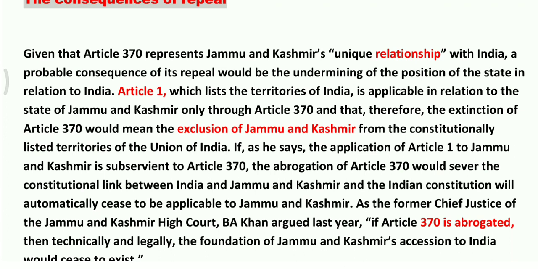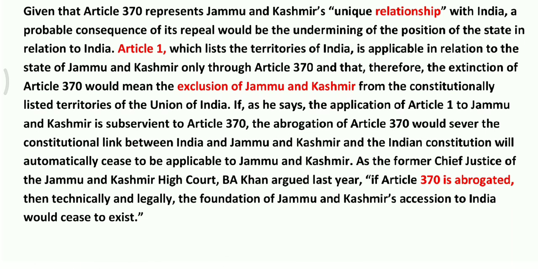If, as he says, the application of Article 1 to Jammu and Kashmir is subservient to Article 370, the abrogation of Article 370 would sever the constitutional link between India and Jammu and Kashmir, and the Indian Constitution will automatically cease to be applicable to Jammu and Kashmir. As a former Chief Justice of Jammu and Kashmir High Court, B.A. Khan, argued last year, if Article 370 is abrogated, then technically and legally, the foundation of Jammu and Kashmir's accession to India would cease to exist.